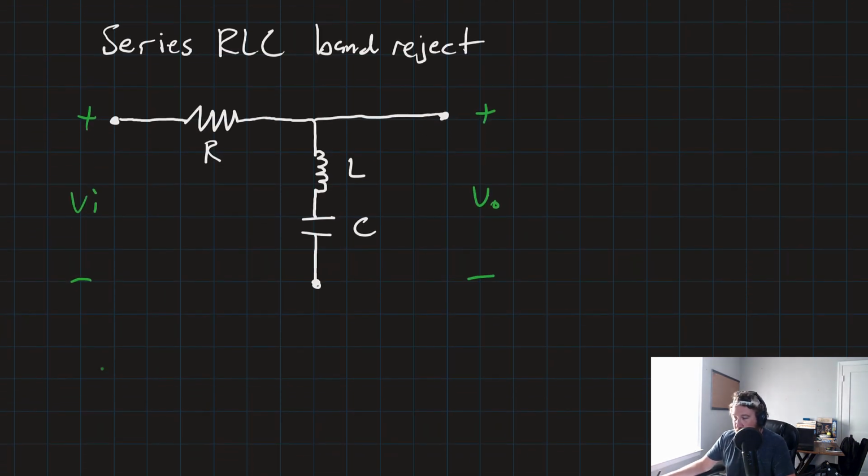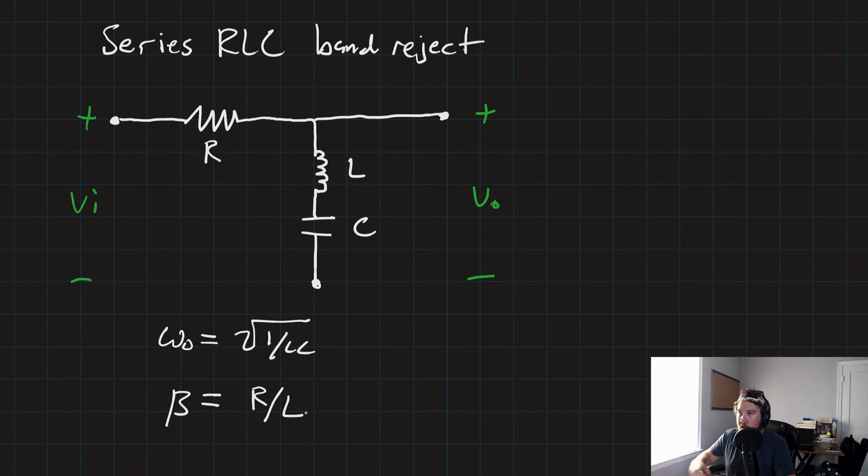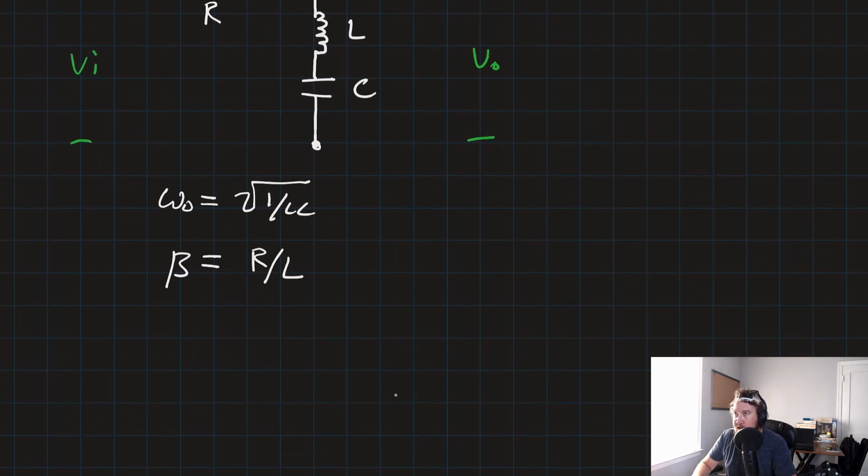And then our two core parameters here are the center frequency, omega naught, is equal to the square root of 1 over LC, and the bandwidth is equal to R over L. That's the series band reject topology. Once you have that, everything else is the same as for the bandpass, and you can design your filter to fit those parameters. Second up, or last up, is the parallel RLC band reject.